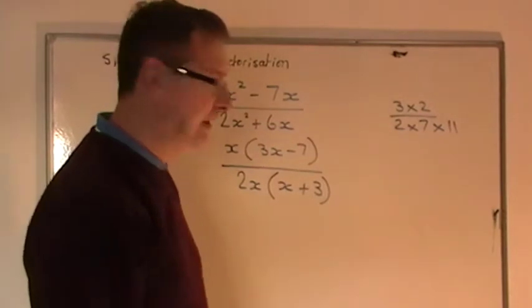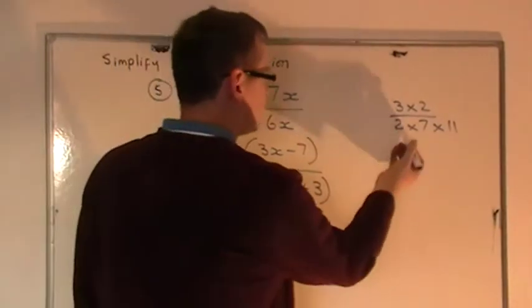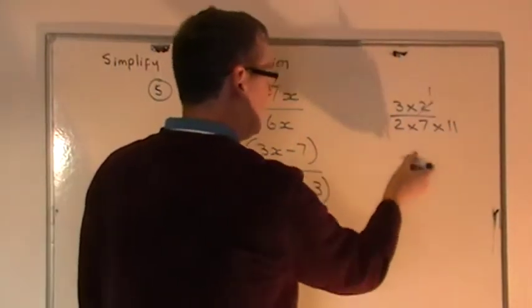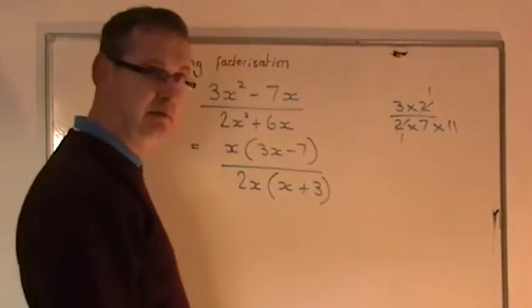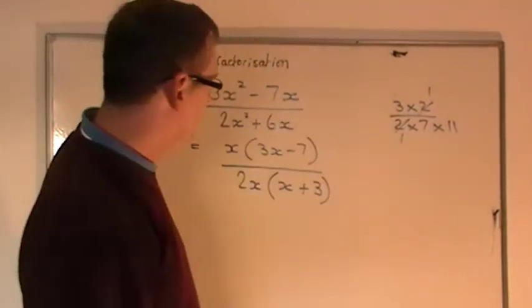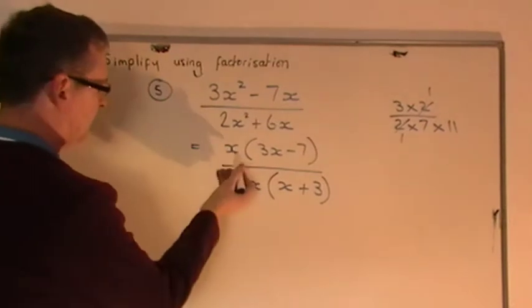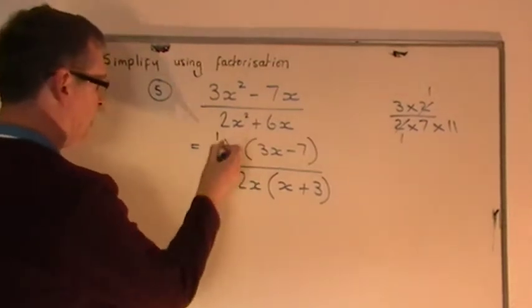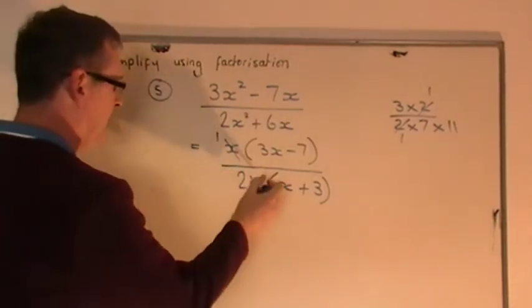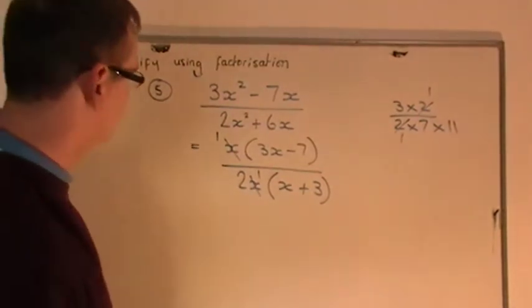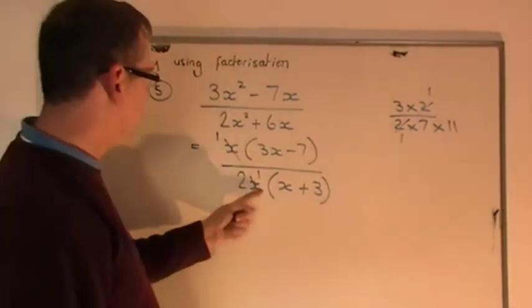Well, all that means is that I can cancel, say, that one there, shared by 2, with that one there if I wanted to. That is allowed. Now in this particular case, what I'm going to do is cancel this one here, share that by x, with just that one there, share that by x. So I'm cancelling the x and the x.